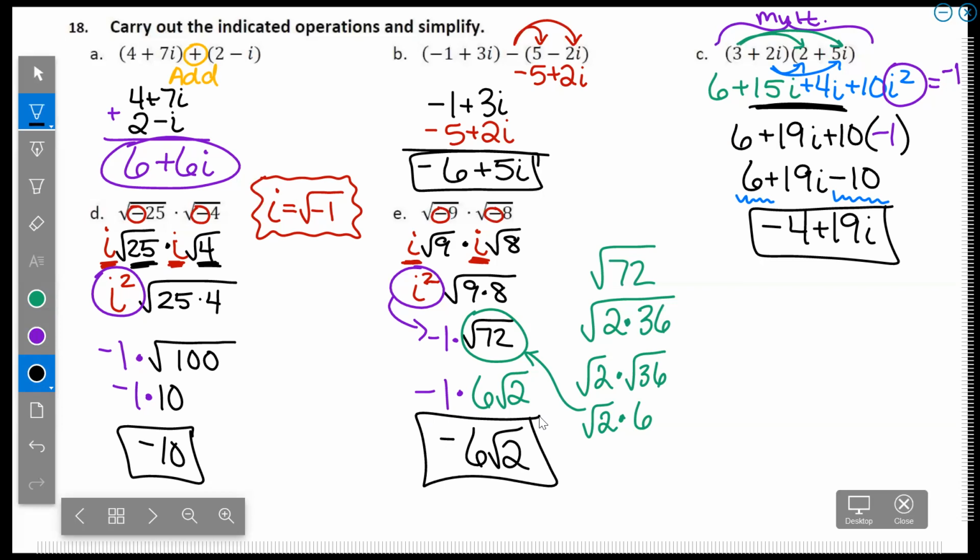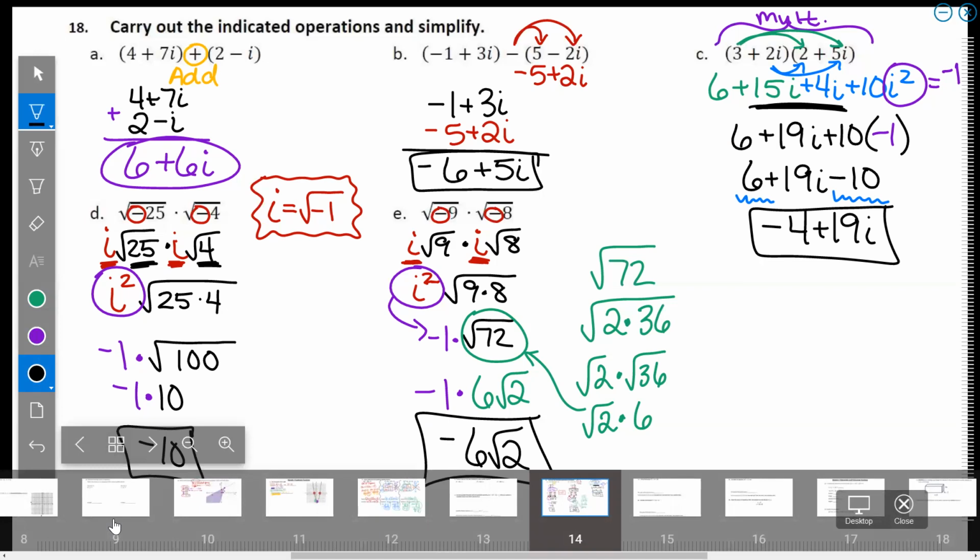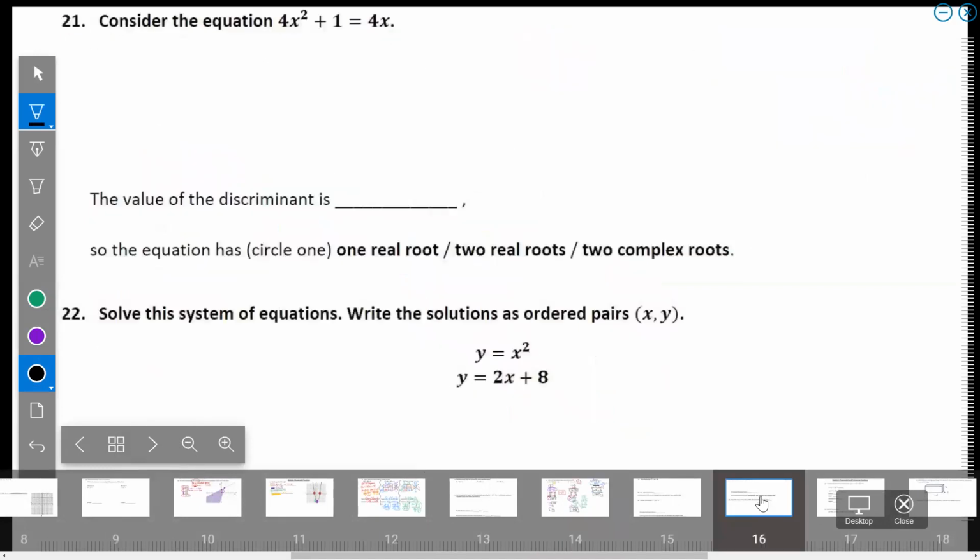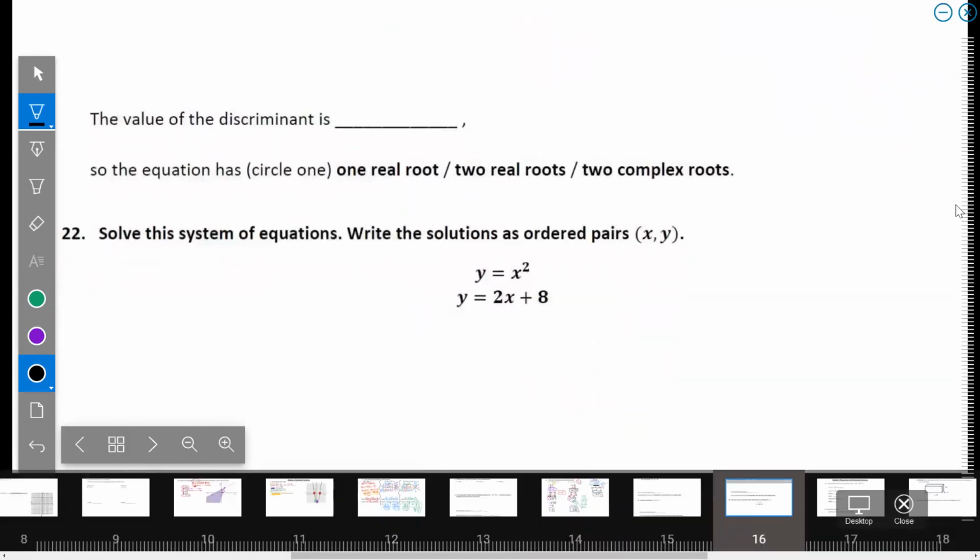What else would you guys like to see or go over? You said 22? Yep, absolutely. All right.